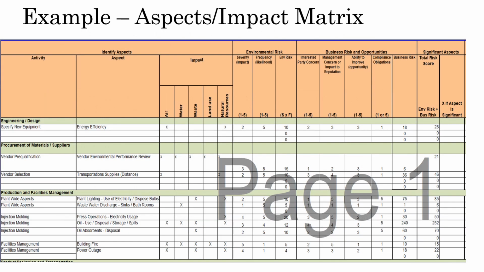Okay, now we've discussed how to identify aspects and associated impacts, how to look at the life cycle stages of our product, how we identify the activities associated with those stages of the life cycle of our product, and then how to identify the aspects related to our activities.